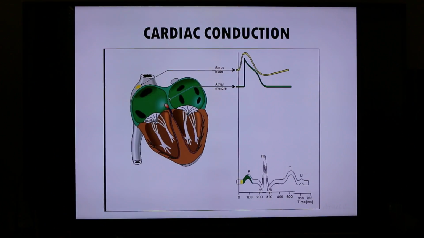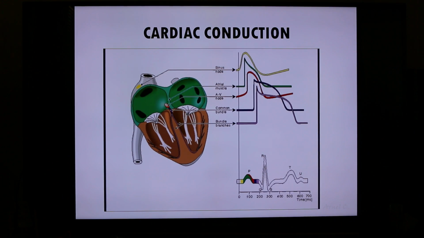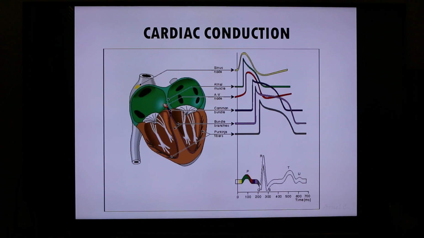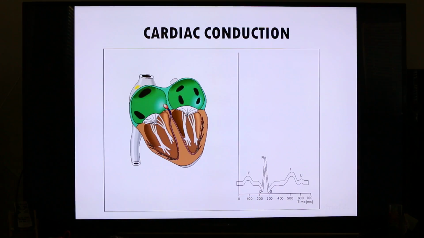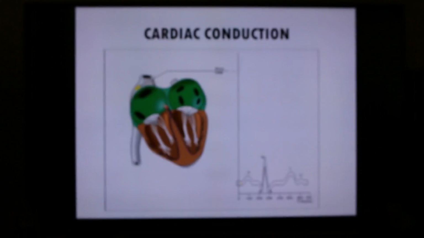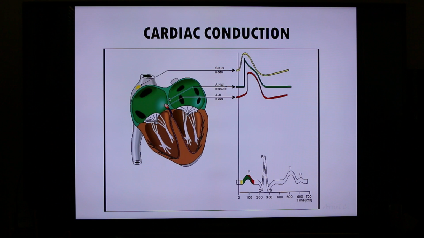To make sense of an EKG, these are the structures to remember: the sinoatrial node, the AV junction, the bundle branches, and the Purkinje fibers. The sinoatrial node is located in the right atrium near the opening of the superior vena cava. This is a collection of specialized cells that is able to generate the electrical signal to initiate the heartbeat. The sinus node is the natural pacemaker of the human body.